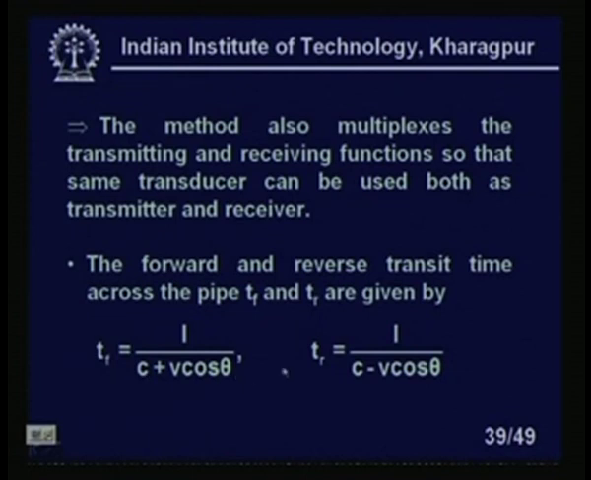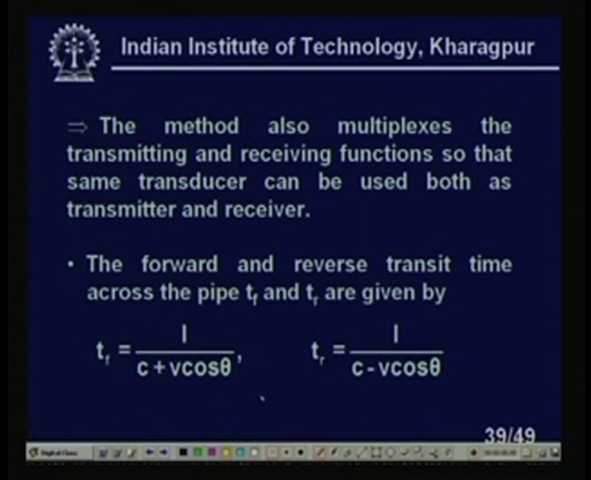C plus V cos theta. If I take this, I can draw it here nicely. I have a pipe here, I have a signal here, we are receiving the signal. So, this is the transit time when it is going back, forward and reverse transit. How much will it be? L is the length between the two sensors, please note this is small letter L.